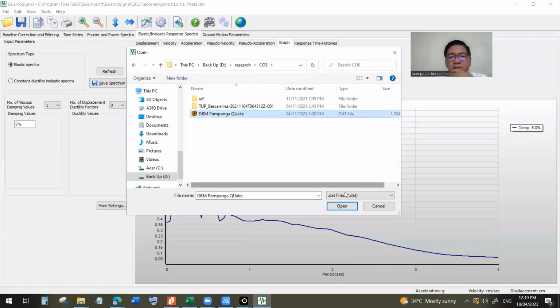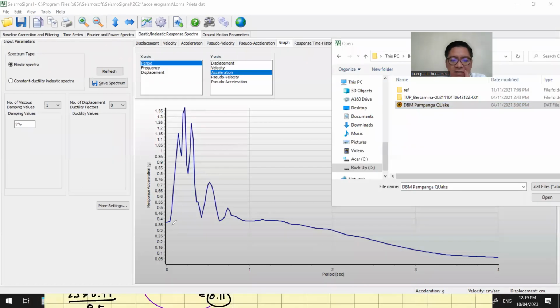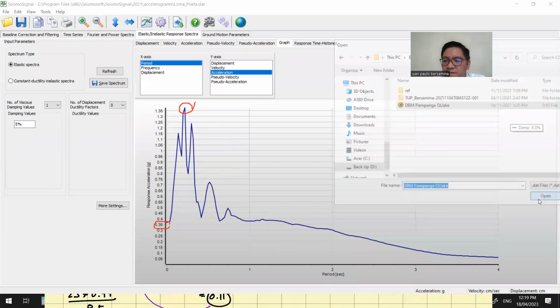Na to, DBM Pampanga earthquake. Take note, before I close this, 0.35 G yung PGA niya, pero yung peak niya 1.35. So you can see the difference. Yung El Centro 0.32 G, nag-peak siya ng 1.1. May konti pang angat eh. So 1. Almost the same, no? Almost the same. Now, how about itong DBM?